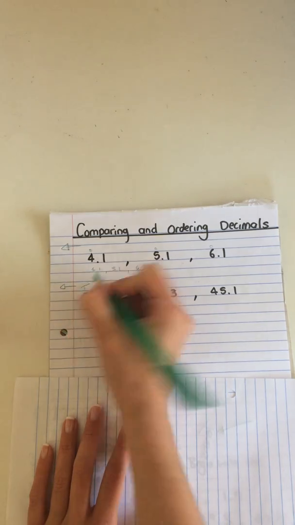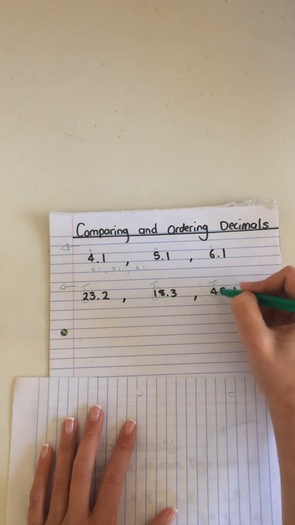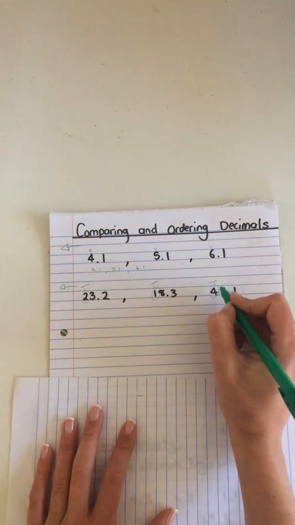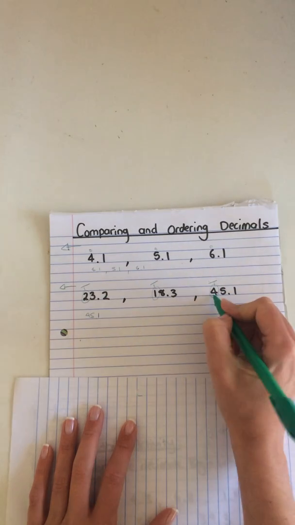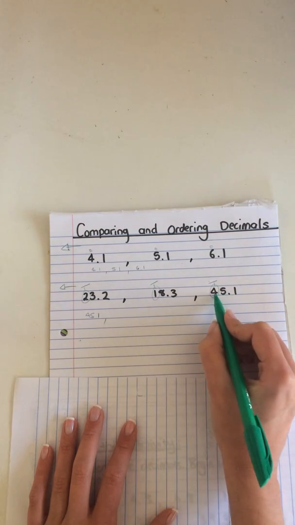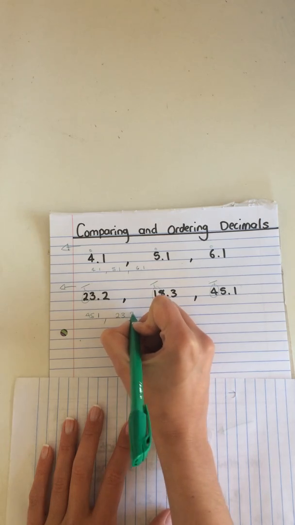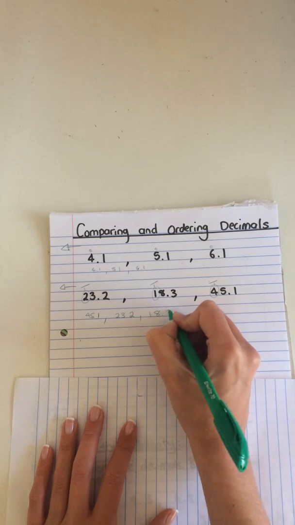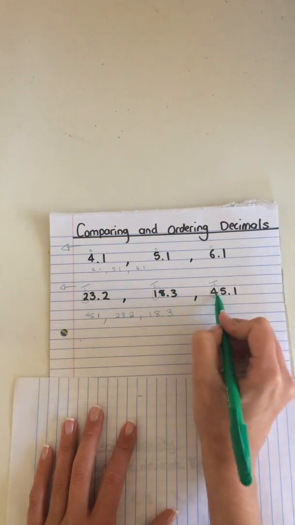And here I have tens, and tens. So I look at my tens column. Okay, so out of 2, 1, and 4, I know that 4 is the biggest one. So I'm going to write 45.1 first, because I've got the biggest 10. So that means this is the biggest one. After 4, the next biggest one would be 2, so I'm going to write 23.2. That means what's left over is my 18.3. Right. So we always look at the number that's the furthest on the left first.